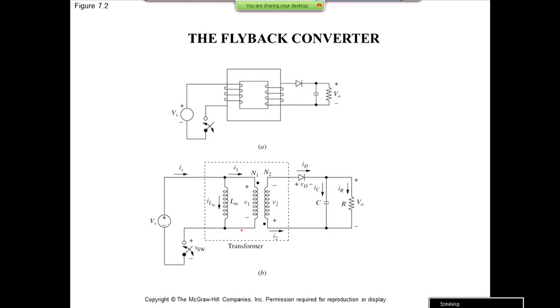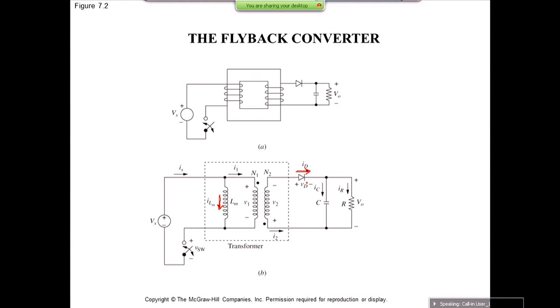So the first topology that we analyzed was the Flyback topology, and as you can see, it only has this transformer, one diode, one cap, and one switch. So the story is, when you turn the switch on, you are charging up this magnetizing inductance, and the current actually rises.